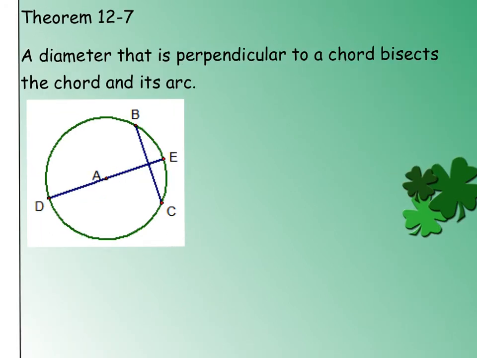Next, I see that a diameter that is perpendicular to a chord, so if I see my diameter and I'm going to mark it as perpendicular, it's going to bisect the chord and its arc. So I know it's cutting it into two equal pieces, so BE and EC would have the same measure arc, so x degrees and x degrees for both of those.